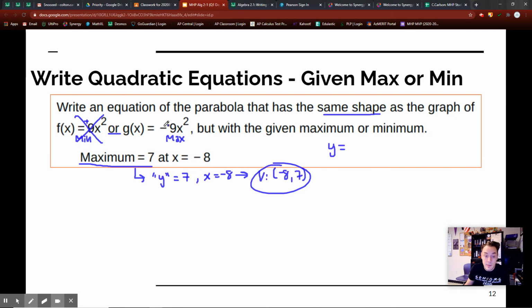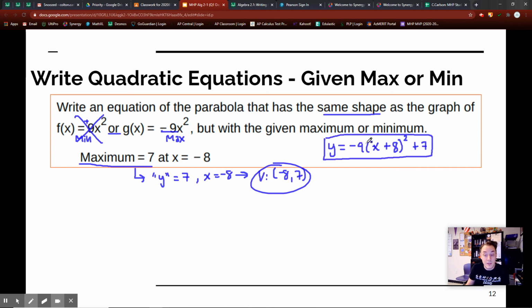So using the same shape, negative 9, because it's a max, so negative 9, and then using my vertex, it's going to be x, and then plus 8, because there's a built-in negative, do the opposite for the x value for my h, and then plus 7. This is my final answer.